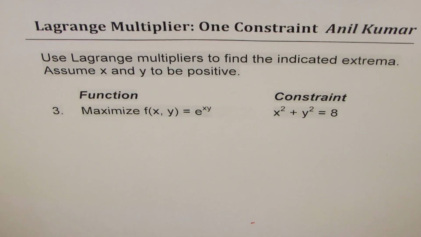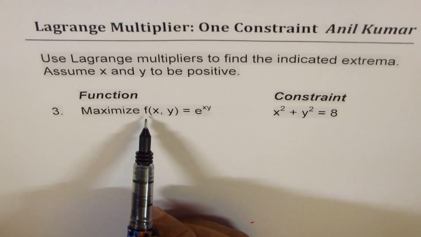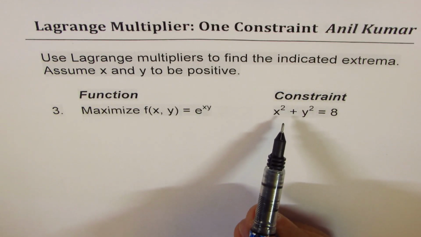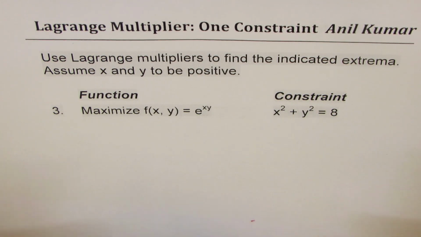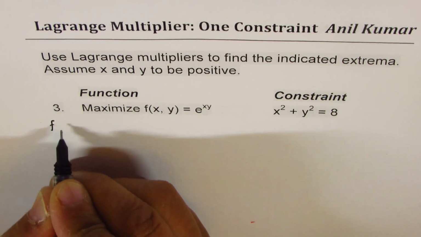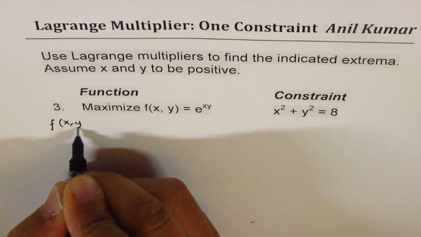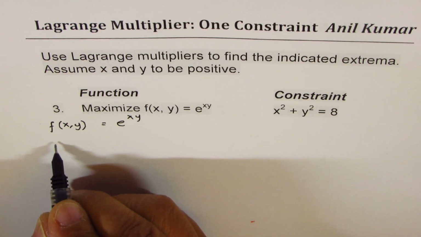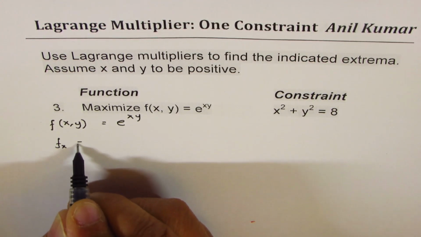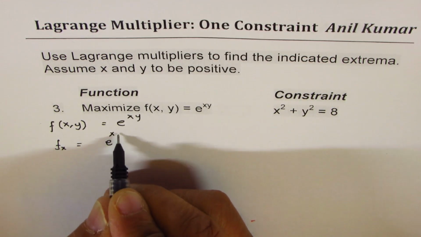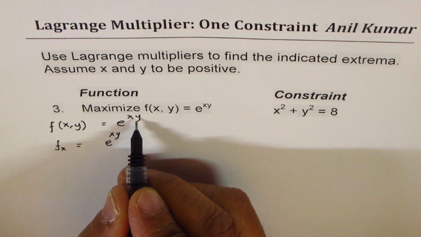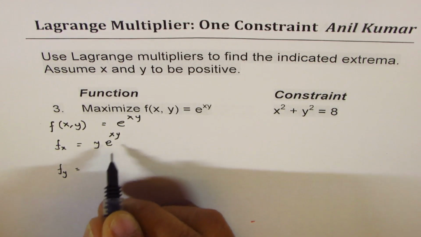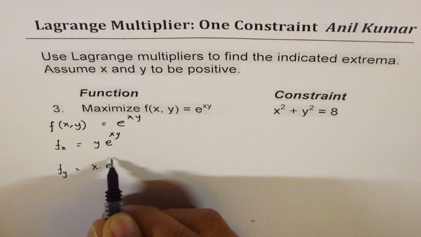Here is the third example. We'll maximize the function f of xy equals e to the power xy with the constraint x squared plus y squared equals 8. So what we are given here is the function in two variables, which is e to the power of xy. So if I take the partial derivatives, then I have f of x as e to the power of xy times the derivative of the exponent, which is y. And similarly, f of y will be x times e to the power of xy.